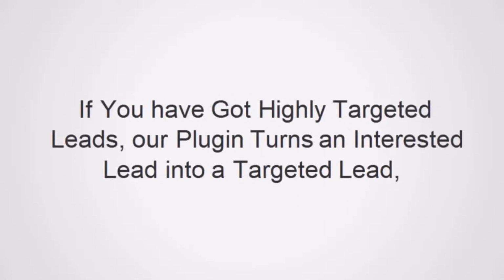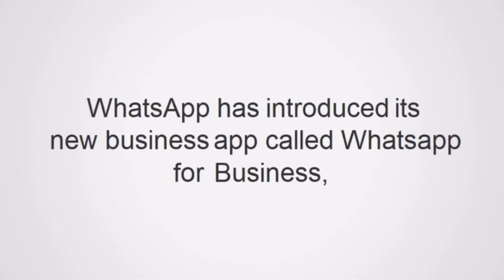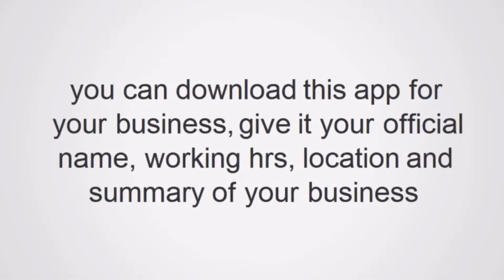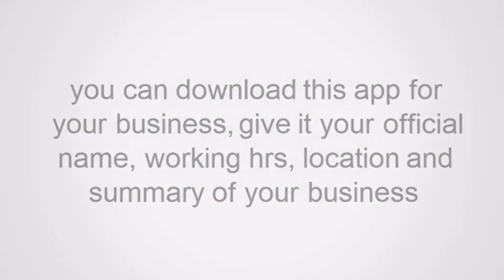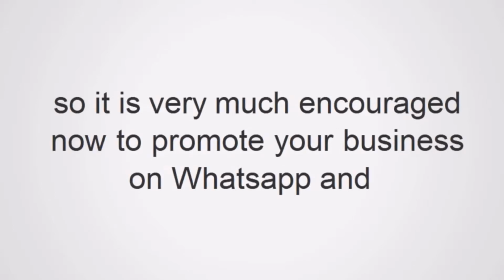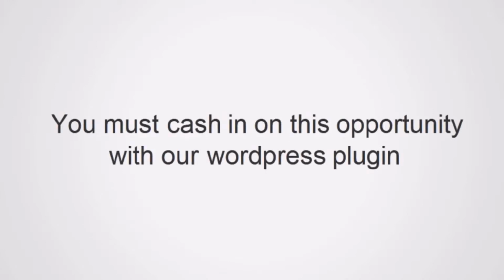If you've got highly targeted leads, our plugin turns an interested lead into a targeted lead. WhatsApp marketing is much more powerful than email marketing or phone marketing. WhatsApp has introduced its new business app called WhatsApp for Business. You can download this app for your business, give it your official name, working hours, location, and summary of your business, which your customers can see when they chat with you. So it is very much encouraged now to promote your business on WhatsApp. And you must cash in on this opportunity with our WordPress plugin.